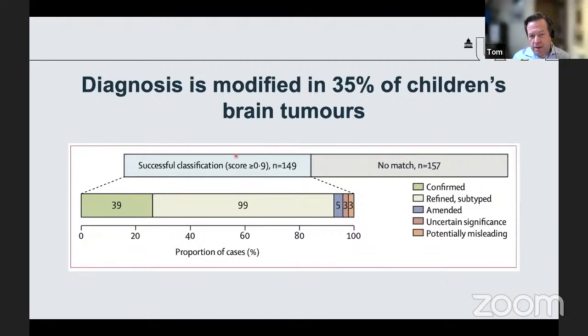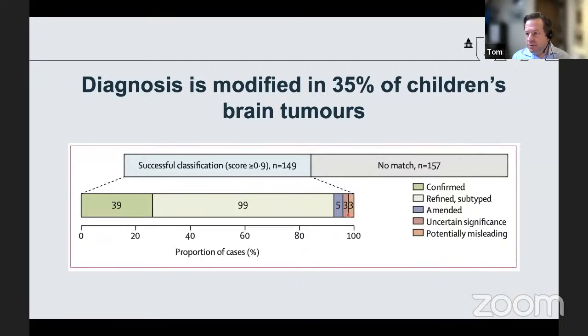So in this bar here, that's all our cases, and there's quite a high proportion in which it didn't classify. I think that figure is much lower these days, but that's realistically what we were getting at the time that we did that study. And then these are the cases that classified, so the score has to be over 0.9. There's some debate again, that's quite a high threshold. And then the cases where it simply confirmed what we already knew, cases where it refined the subtyping, cases where it amended, and then cases where it was potentially misleading or of uncertain significance.